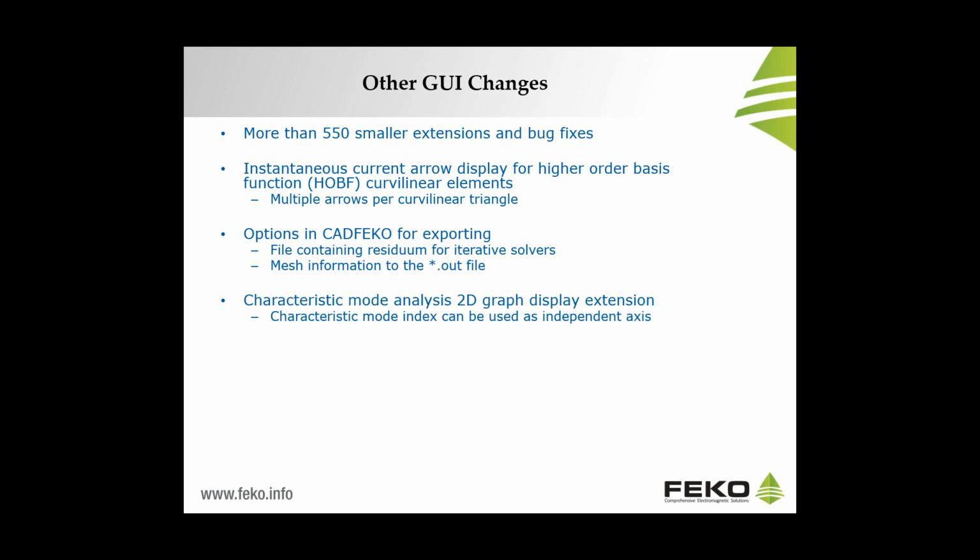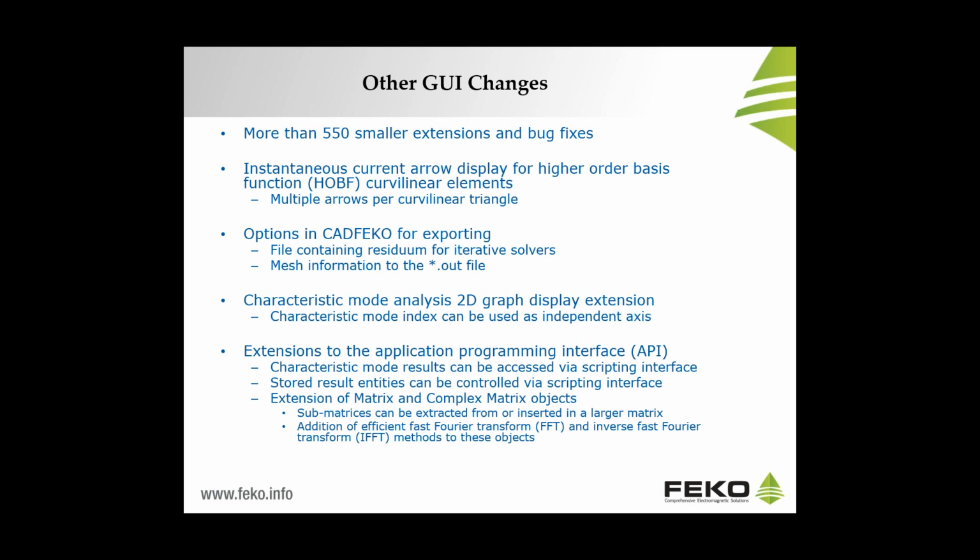With respect to the characteristic mode analysis, which is a feature which is very useful to get insights about the intrinsic radiation properties of structures for antenna design and placement, now you can use the characteristic mode index as an independent axis.